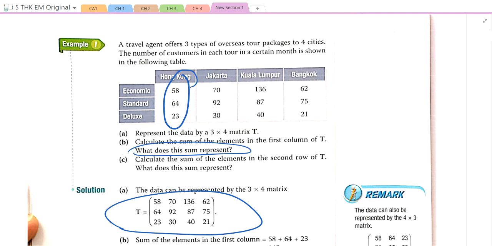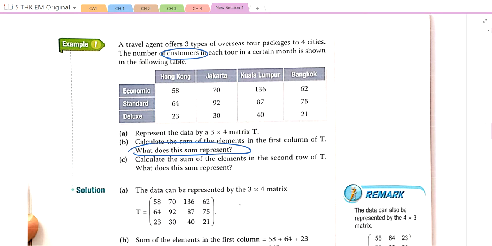We see all these keywords in the question. Customers. Then total, the word total came from the word sum. Total number of customers in Hong Kong. Okay? All the keywords are given to you. You just need to arrange them only. So next, part C. What is the sum of elements in the second row?